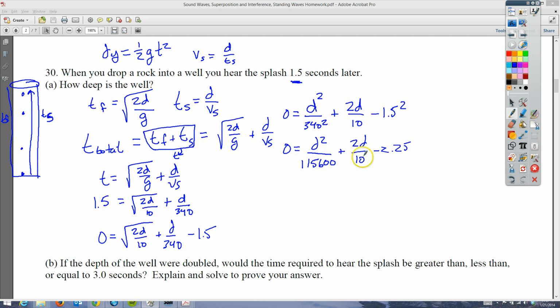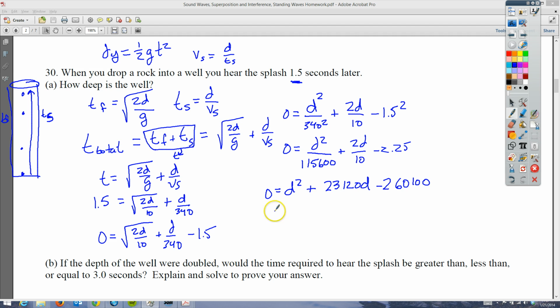Let's go ahead and multiply each one of these terms times 115,600. If we do that, we can get the d squared all by itself. So that's d squared plus, now we're going to multiply the 115,600 by 2 and then divide by 10. So we get 23,120 times d, and then 2.25 times 115,600 is 260,100. Just seems really crazy, but it works out.